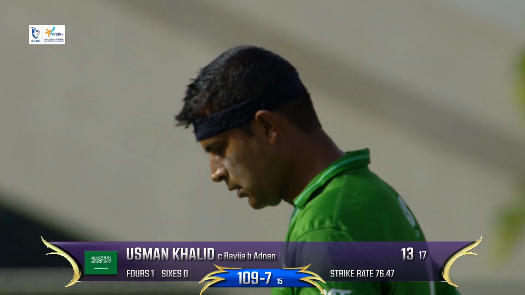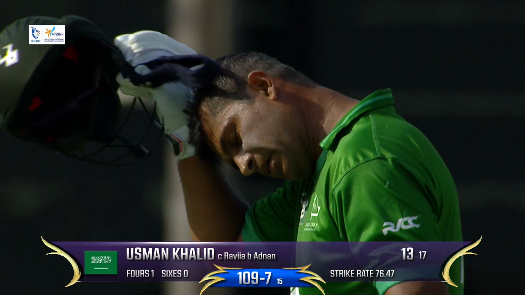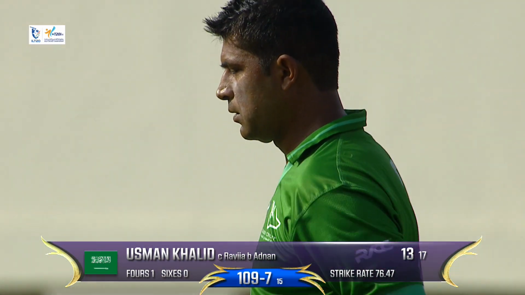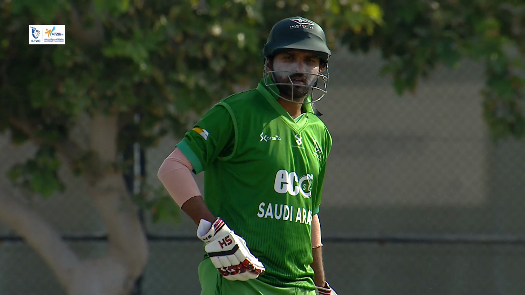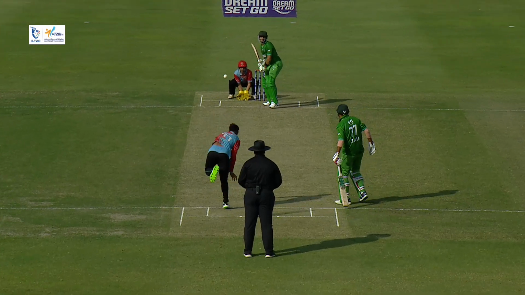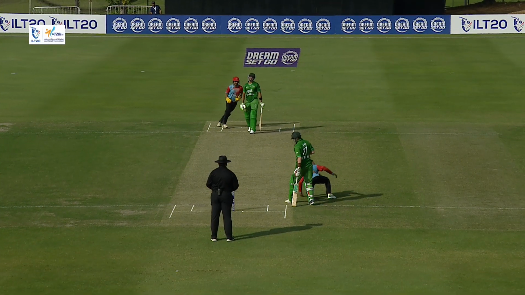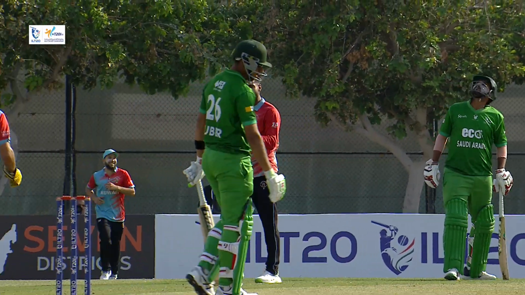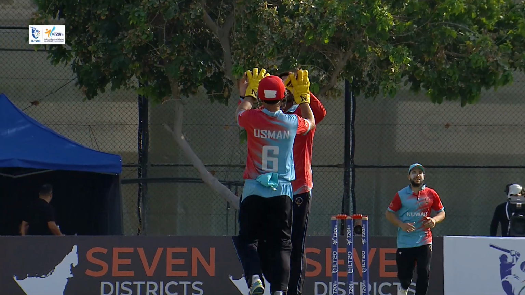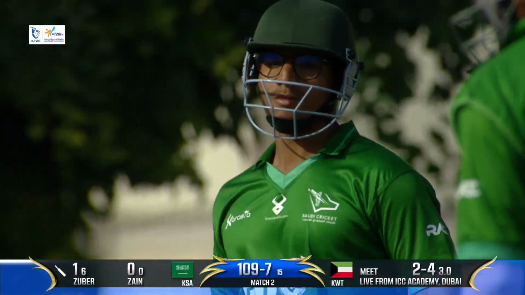Usman was looking quite good out there. 13 off 17 for him. 7th wicket down after 15. It's 109. Regular intervals here. Saudi after a flying start, all of a sudden wickets going down, and what a terrific catch. His own bowling showing good reflexes here. Meet Bhavsar, he looks brilliant.